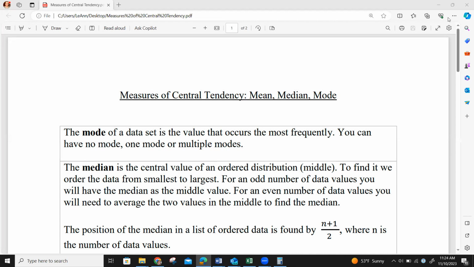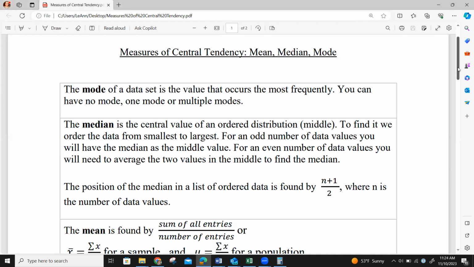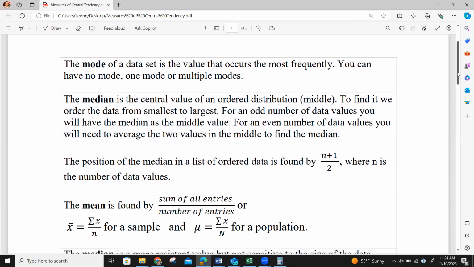So the median is the central value of an ordered distribution, which we sometimes like to say is the middle. To find it, we have to order our data from smallest to largest or least to greatest, however you want to think of that. If you have an odd number of data values, then the median is the exact middle value. There'll be one value right in the middle of the set. For an even number of data values, you're going to have two values towards the middle, and the median is the average of those two. So we add those two together and divide by 2.